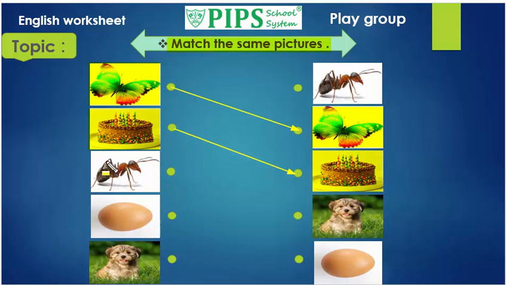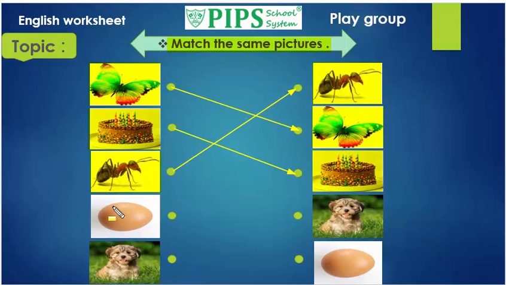The third picture is ant. This is an ant. Students, let's see where is the second picture of ant which is similar to it. Here is the second picture of ant. Now we will match the ant with the same picture like this.